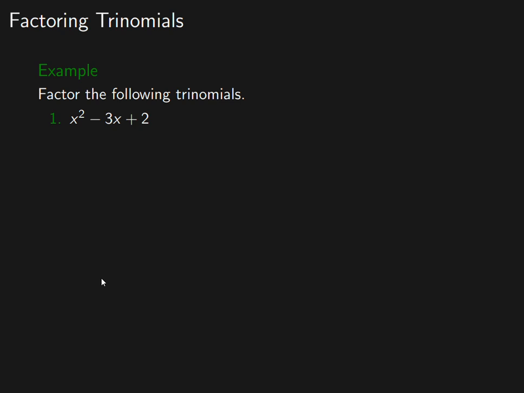We know that we're looking for two binomials which, when we multiply, give us back x squared minus 3x plus 2. So let's write that as (x + d) times (x + e). And if we distribute, we will get x squared plus (d + e) times x plus de.